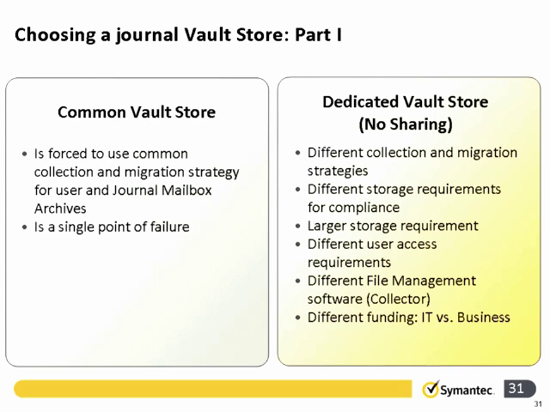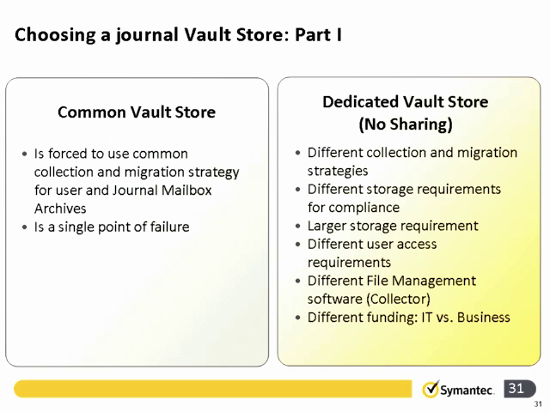So the first issue that comes up is the selection of a vault store for the journal archive. So we can use a common vault store, which means that it's going to be used with the mailboxes. This gives you the capability of having a single collection and migration strategy for both the user and journal mailbox. Also, it is, though, a single point of failure. If that particular vault store is not available, not only have you lost the capability of doing your mailbox archiving, but also your journal mailbox archiving.